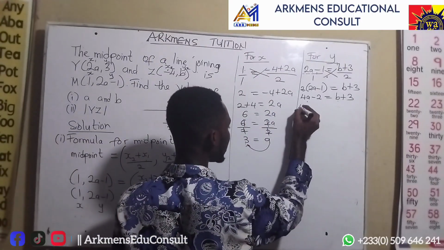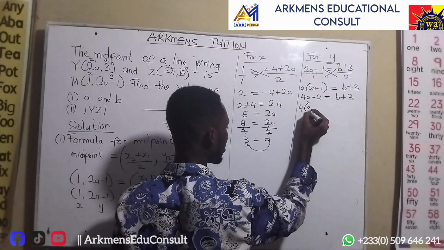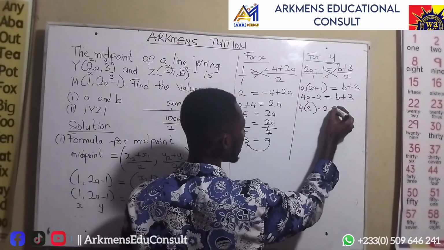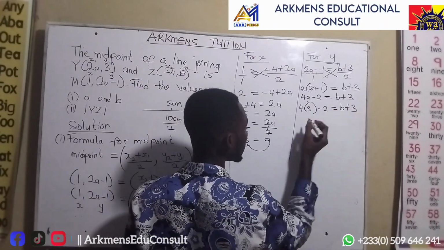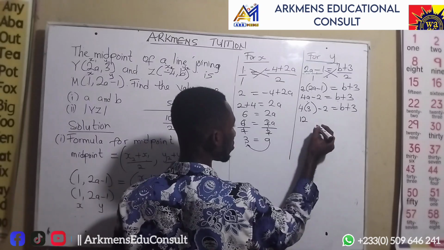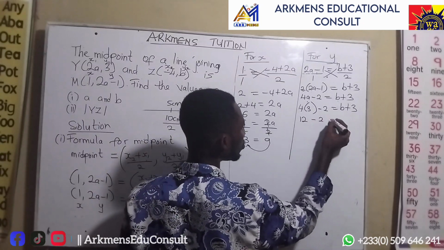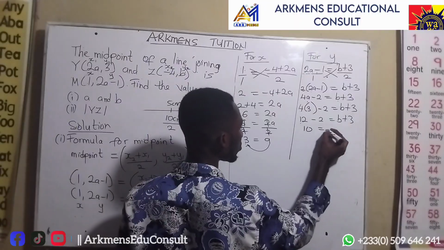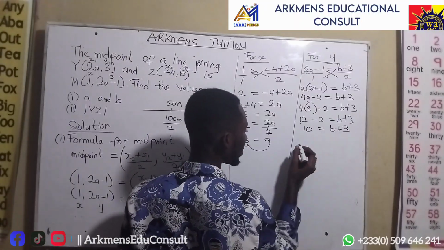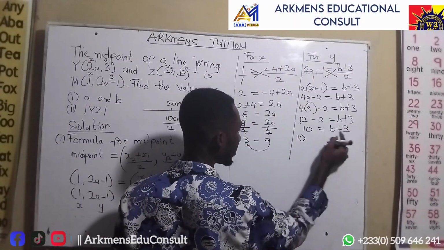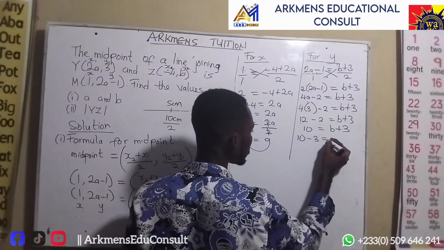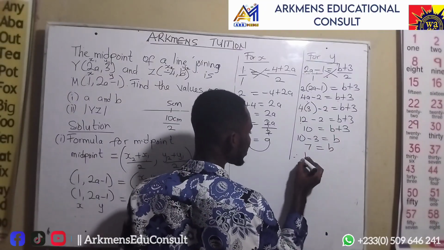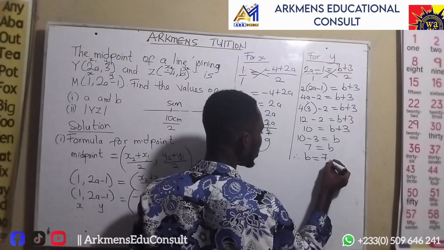So I'm going to get 4 into bracket 3, because A was 3, so I'm putting it inside, minus 2 is equal to B plus 3. So 4 times 3 is 12, minus 2 is equal to B plus 3. So 12 minus 2 is 10, which is equal to B plus 3. Then I'll group like terms. So 10, this one moves here, minus 3 is equal to B. So 7 is equal to B. Therefore, my answer for B is equal to 7.